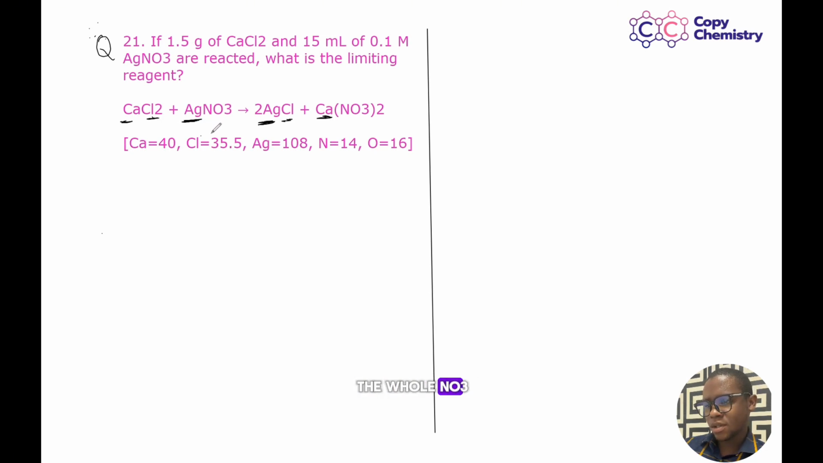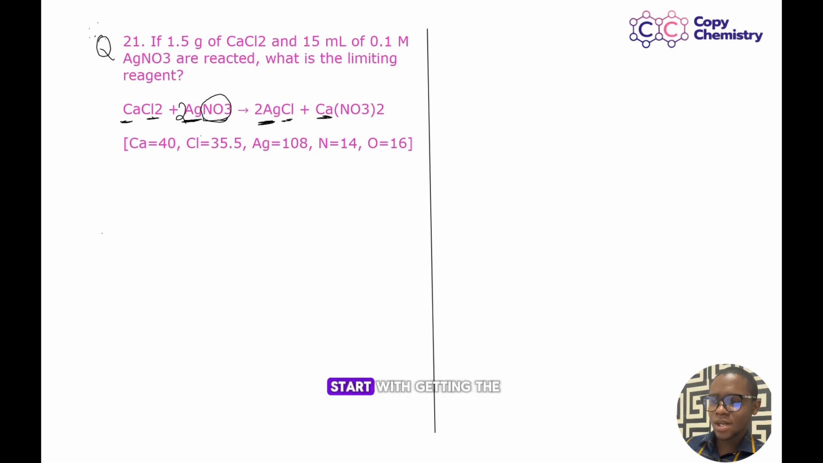Our N, the whole NO3, let me just take it together. The NO3 group is 1, and the NO3 group on the right hand side is 2. So I think if I place a 2 here, I should help cater to the NO3 part as well as the Ag part at the same time. Isn't that wonderful? Yes, it is. So now it's all balanced. Very important. We need it balanced, so we don't run into really big problems.